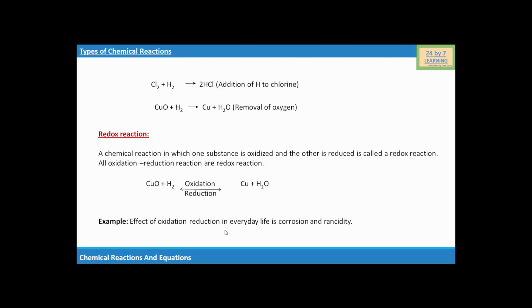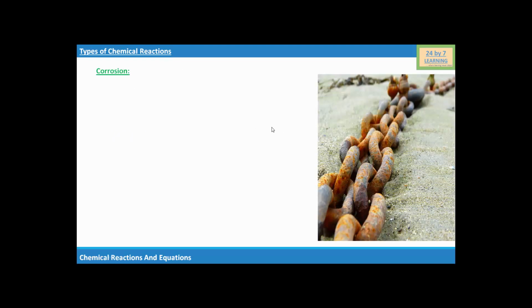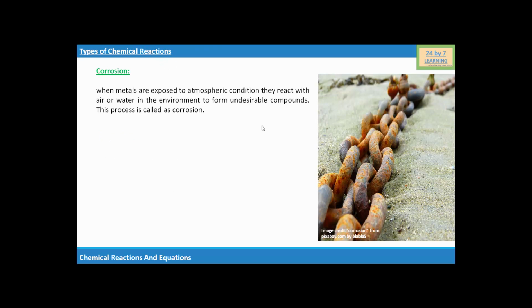The effects of oxidation reduction in everyday life are corrosion and rancidity. So now we will discuss corrosion. When metals are exposed to atmospheric conditions, they react with air or water in the environment to form undesirable compounds. This process is called corrosion.